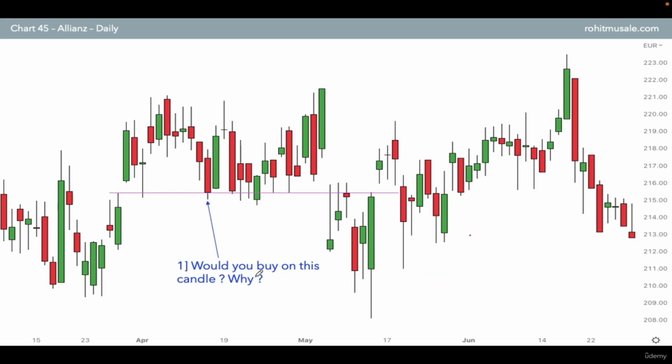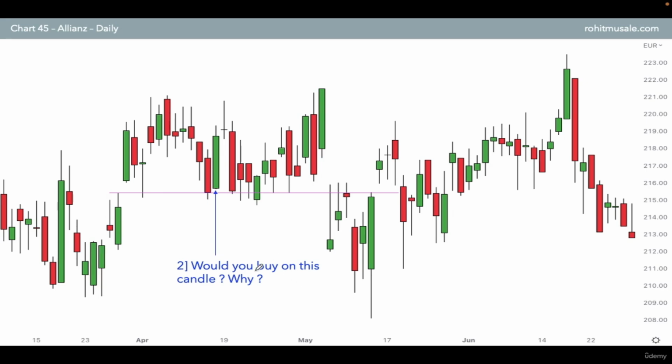Would you buy on this candle and why? Obviously I would not buy on that candle because it's a very vibrant bearish candle. So you have this rising window here which becomes support. Here it gets tested and is actually completing the third step, which is the false break, right? So we have to wait for the fourth step. That is another reason why I would not buy on that candle. And obviously, why would you buy on a red candle?